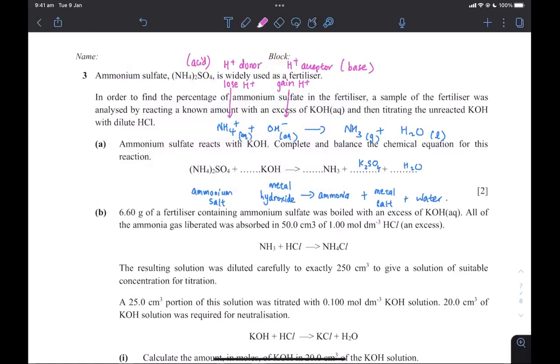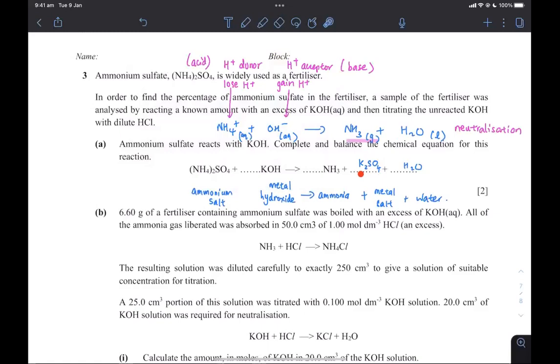This is the gas that you test for with red litmus paper, and it will turn from red to blue when it's a little bit moist, as a result of these two reactions there. This is called a neutralization. That equation, the ionic equation, looks a bit different from this one because these are the spectator ions.